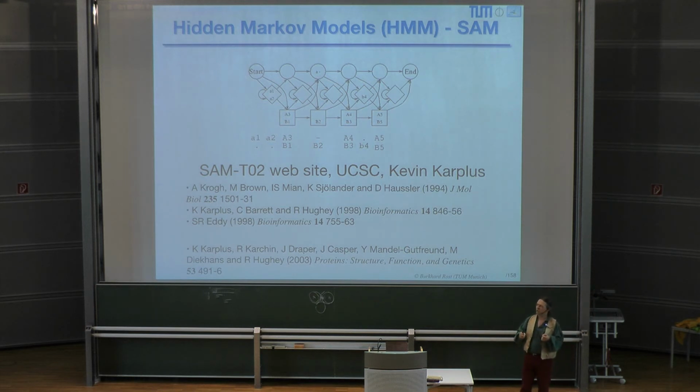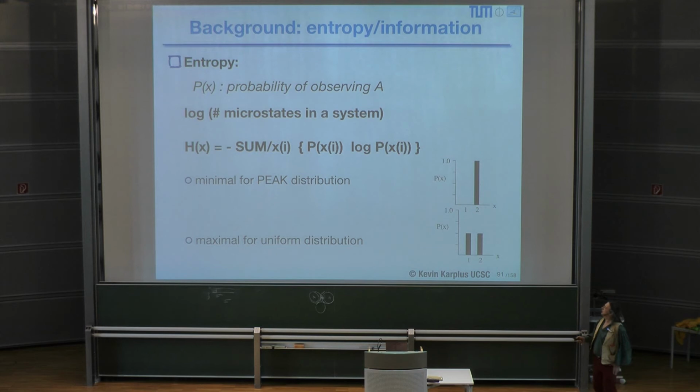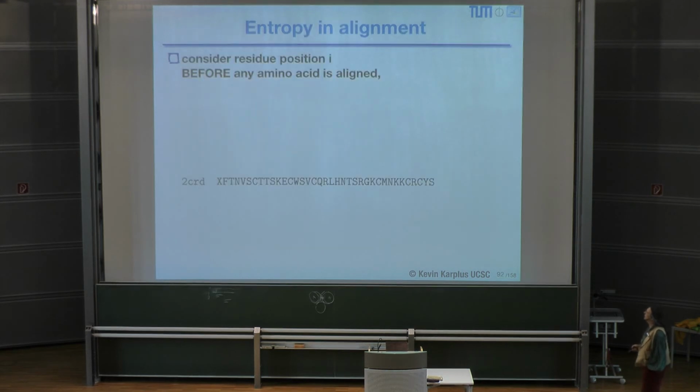At every single position, you can either insert or align a particular residue, and then which residue. Essentially, you build a probability profile for that. And you can learn that from a bunch of sequences. Okay, that's the basic idea behind it. So you begin by in fact compiling the probability of observing a state A, and that in fact you get from the observation, the number of states that you have. It's minimal for a peak distribution, and is maximal for a uniform distribution, of course.